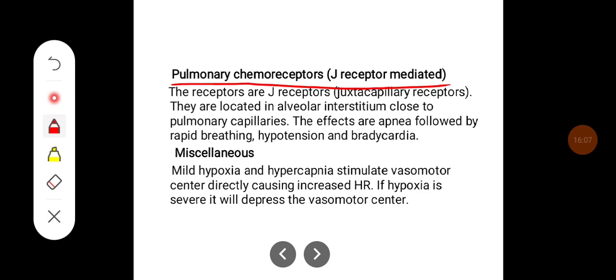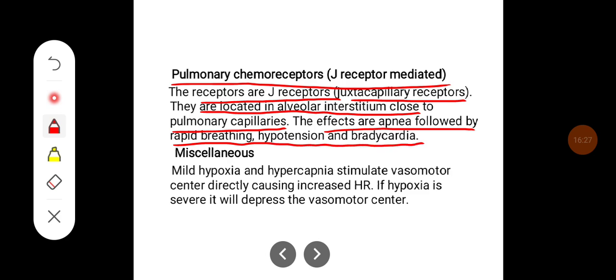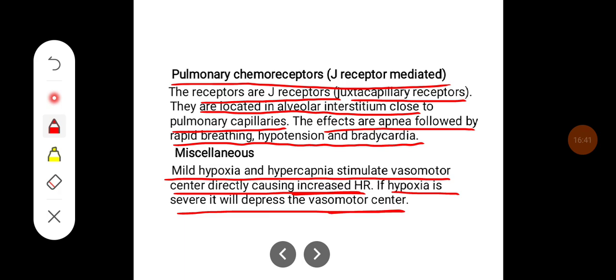Pulmonary chemoreceptors or J receptors mediated reflexes. The receptors are J receptors, also called juxtacapillary receptors, and they are located in the alveolar interstitium close to the pulmonary capillaries. The effects are apnea followed by rapid breathing, hypotension, and bradycardia whenever these receptors are stimulated. Mild hypoxia and hypercapnia stimulate the vasomotor center directly, causing increase in the heart rate. If hypoxia is severe, then it will depress the vasomotor center.